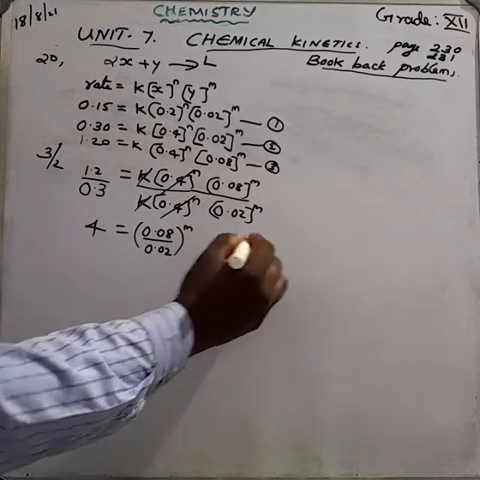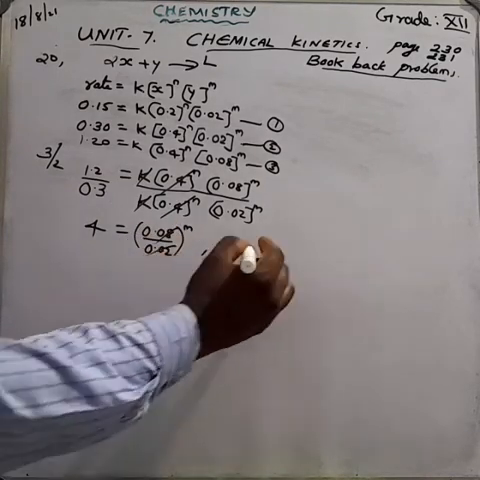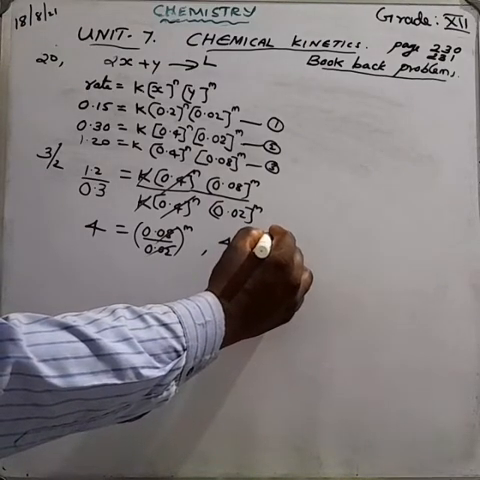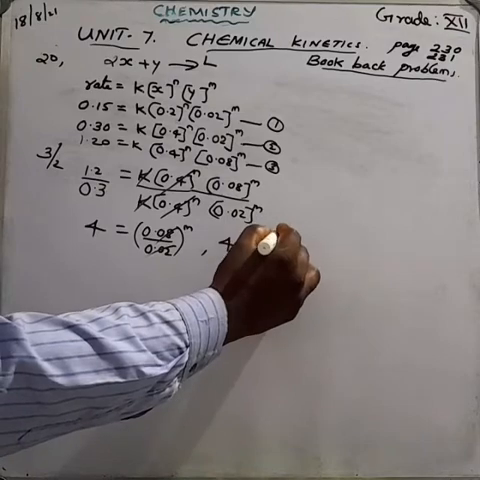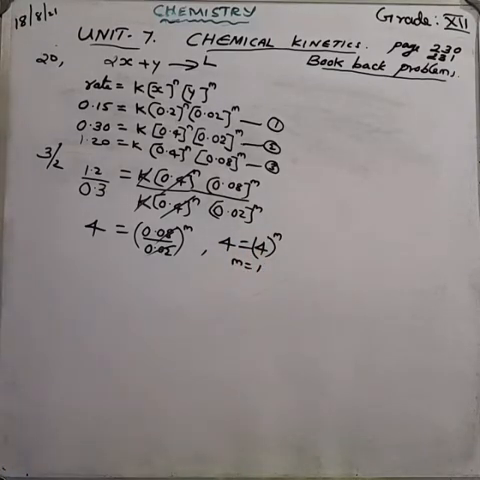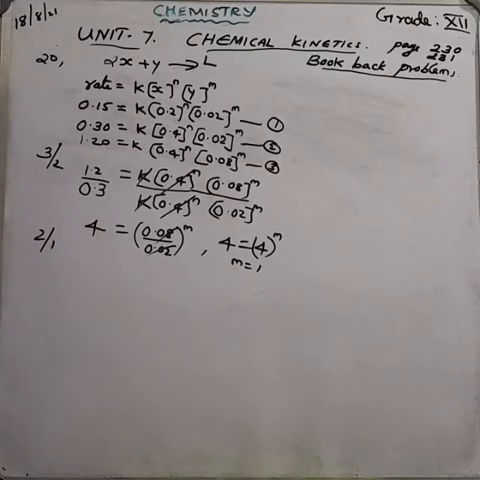4 is equal to, just cancelling, we get 4, so 4 power M. So what is the value of M? M is equal to 1. The value of M is equal to 1. Next, as per the equation, equation 2 divided by equation 1.